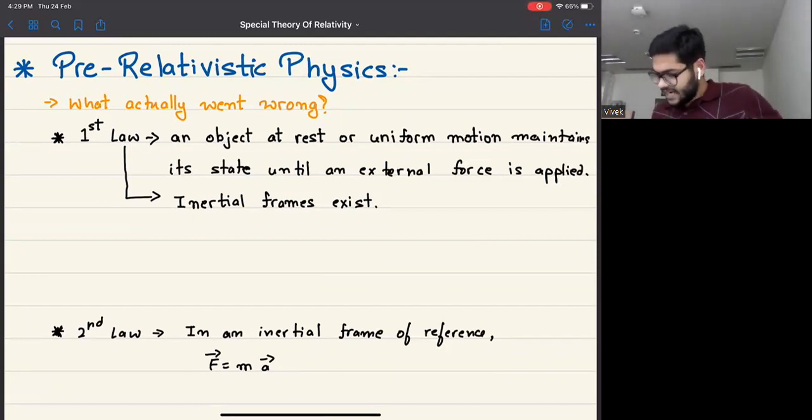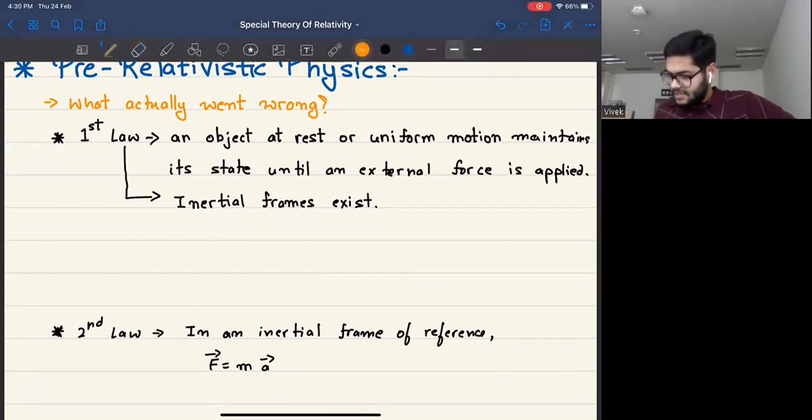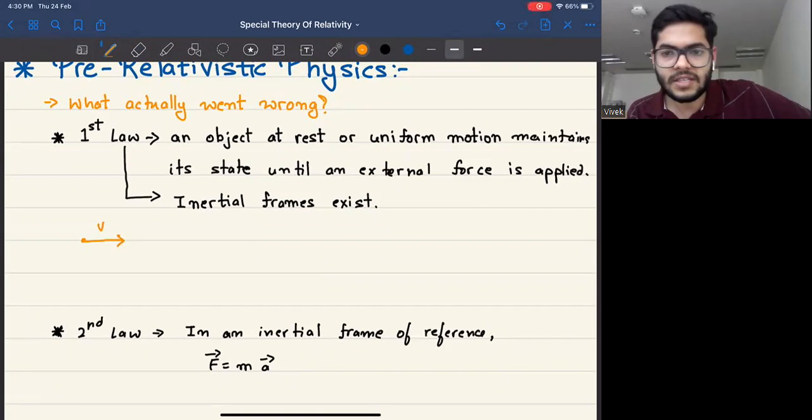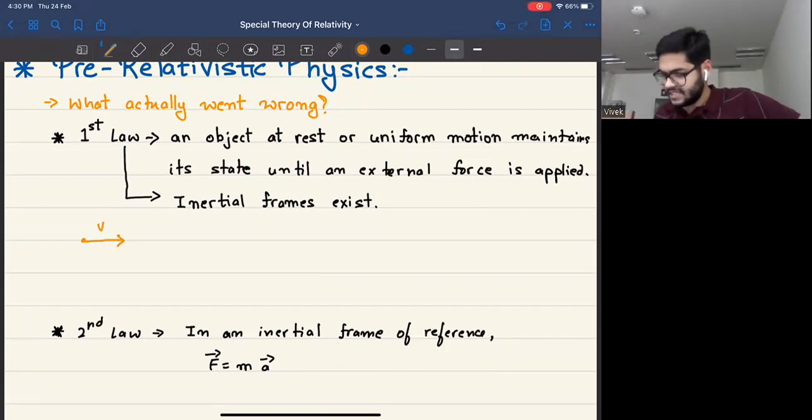Now, let us view this statement that all of you must already know in a slightly different way. Let us say that we have an object over here which is moving in this direction with a speed v, and there is no external force. Let us say that we have isolated this particle from the rest of the universe. So the first law says that this object must continue moving with the same speed in the same direction.